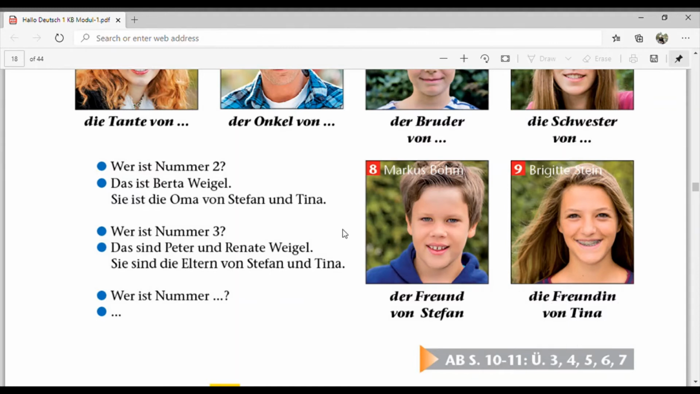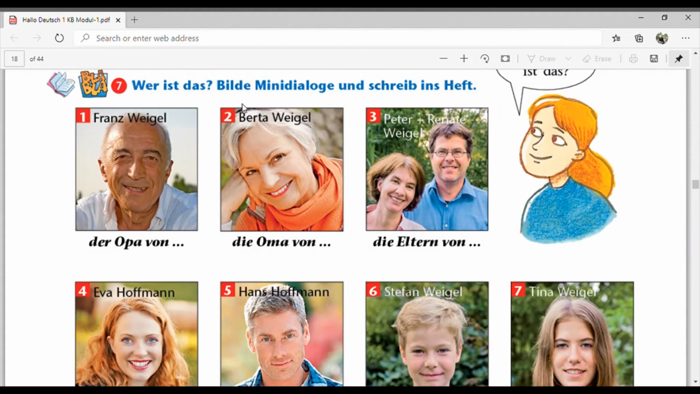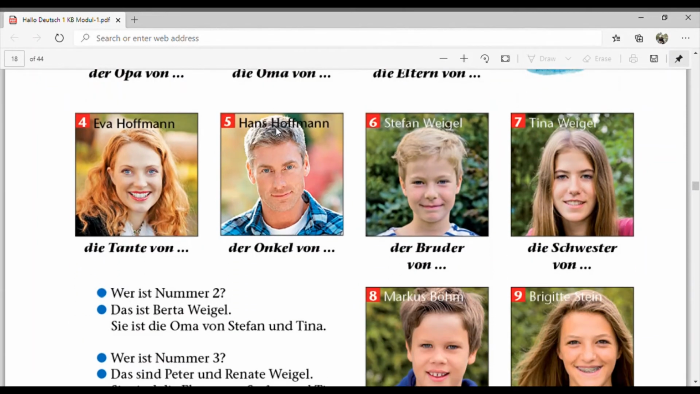Okay, so then question and answers. This means this is the form. Yeah, this is the way we have to write down the mini dialogue, small dialogues. So where is number 2? Yeah, so go through the picture. So number 2. So who is number 2? So Werther Weigel. Yeah, so we can say das ist Werther Weigel. Sie ist die Oma von Stefan und Tina.